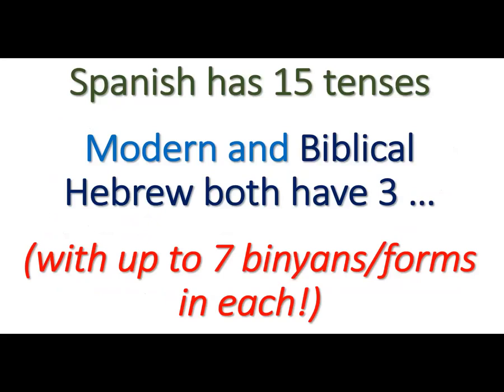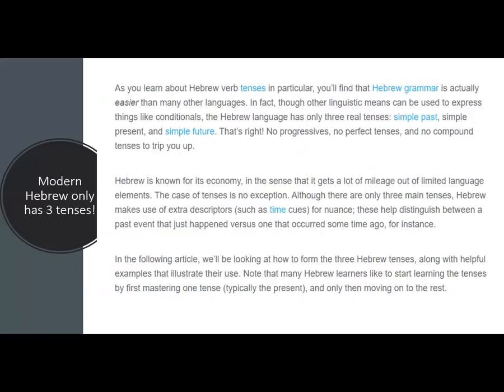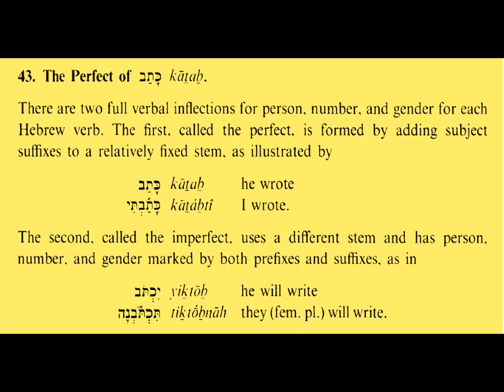Modern and Biblical Hebrew both have 3 tenses, plus 7 binyans or forms in each. So it makes it look like there's 21 different versions of Hebrew verbs. But anyway, more on that later today. So looking at Hebrew, there's a simple past, a simple present, a simple future. No progressives, no perfect tenses, no compound tenses to trip you up. That makes it sound pretty easy. So let's start the lesson.